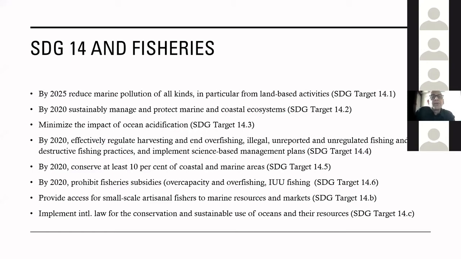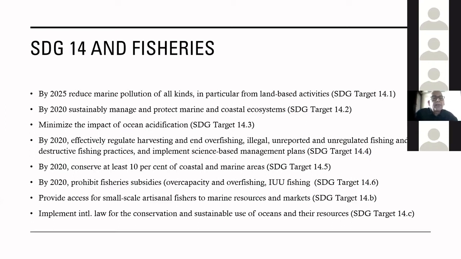For example, the first one: marine pollution of all kinds from land-based activities is to be reduced by 2025. Then target 14.2 talks about sustainably managing and protecting marine and coastal ecosystems by 2022. We are already in 2021. Then 14.3, minimizing the impact of ocean acidification, which has no timeline given. Then regulating harvesting and ending overfishing, IUU fishing and destructive fishing practices, and implementing science-based management plans by 2020.